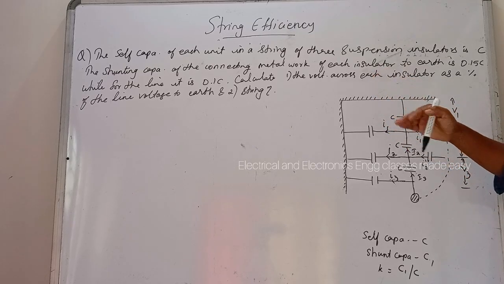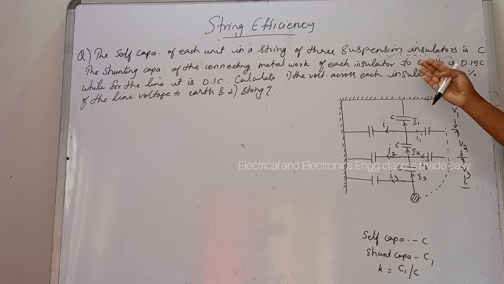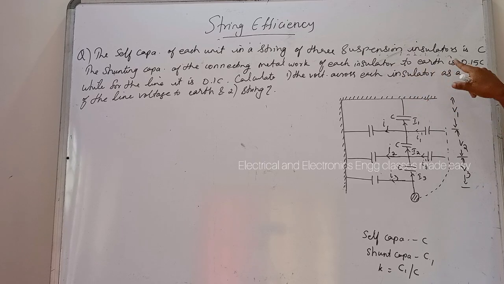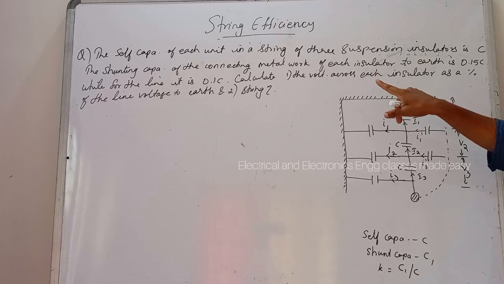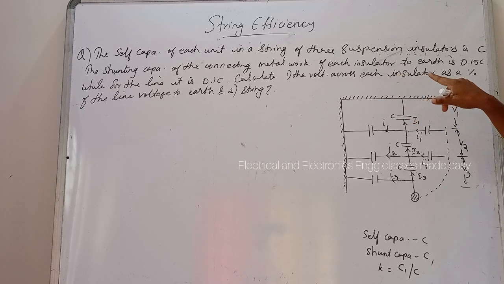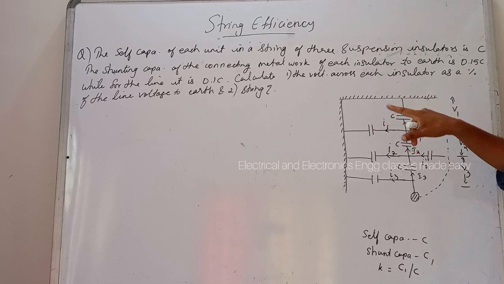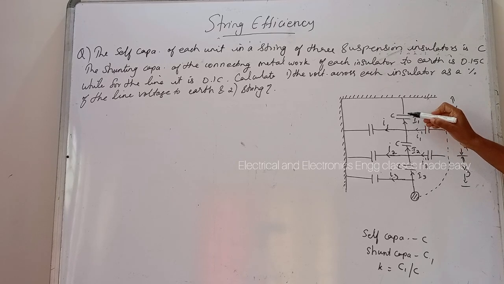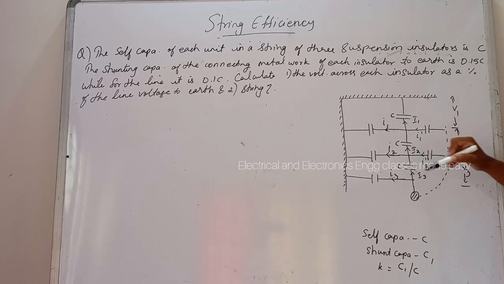The self-capacitance of each unit in a string of 3 suspension insulators is C. The shunting capacitance of the connecting metal work of each insulator to earth is 0.15 C, while for the line it is 0.1 C. Calculate the voltage across each insulator as a percentage of line voltage to earth and also the string efficiency. So in the question it is given that the self capacitance is C itself.